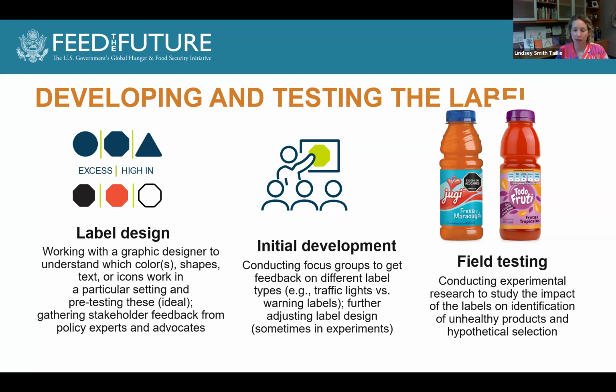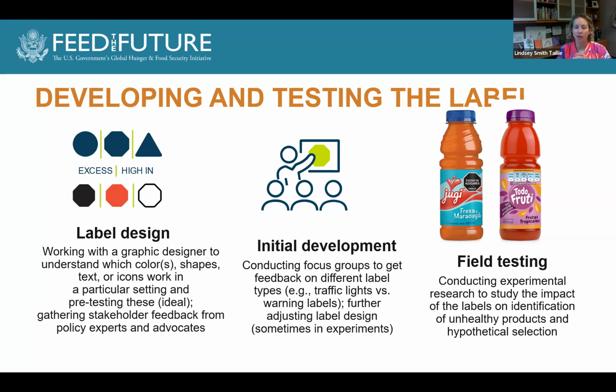What kind of shape can we use to communicate warning? What kind of color is most effective? What kind of text is most effective? We're going to have some text on there. Can we use language that resonates with the most people? So that's usually a piece of this. And then we'll go in and start doing consumer testing, getting feedback from people, understanding what works. And then moving into the field and actually doing objective experimental testing.